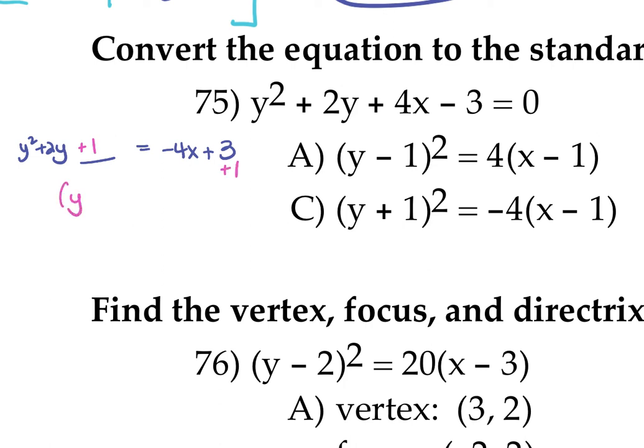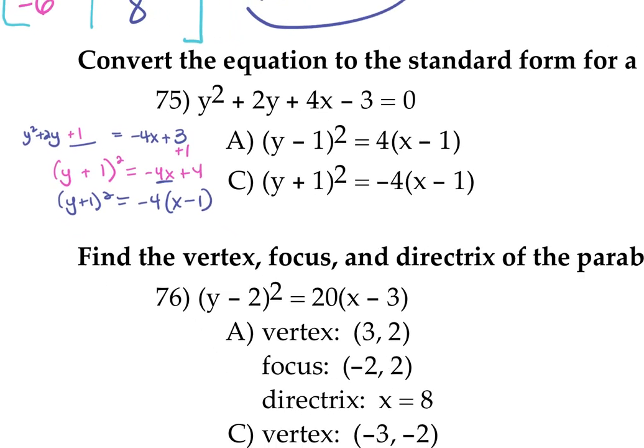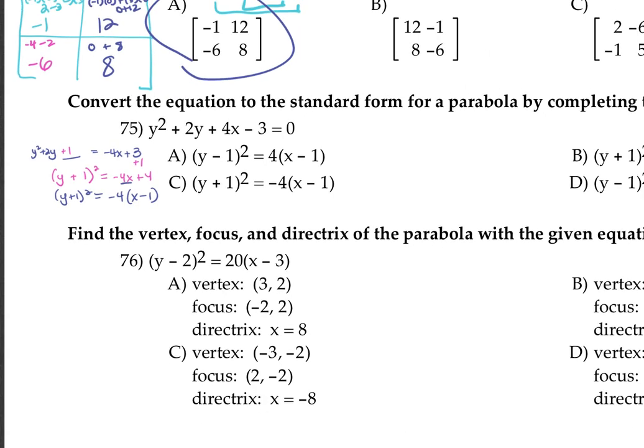Square root the first term, square root the last term, take the sign from the middle, put it in parentheses and square it, and I get negative 4x plus 4. Now, standard form says that you can't have anything attached to the x over here, so the left side's going to stay the same, but on the right side, you take out the negative 4, and I get negative 4 times x minus 1, which is c.